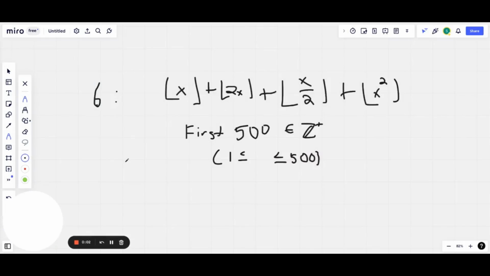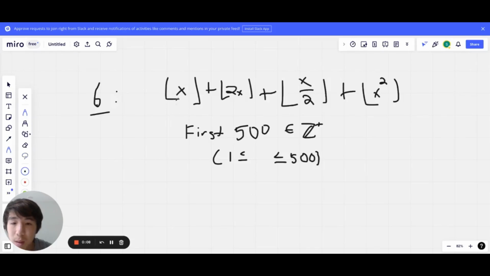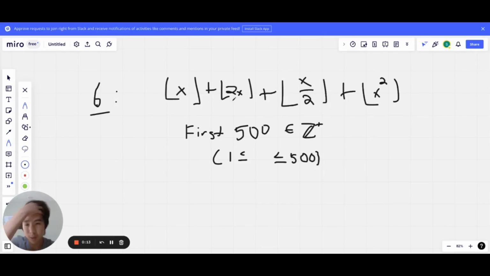All right, so the problem for today is number 6 on the lecture, which is the floor of x plus the floor of 2x plus the floor of x over 2 plus the floor of x squared. How many values can this achieve in the first 500 positive integers? And what we're going to do is, first we're going to call this y, just to make it a little bit easier to say.